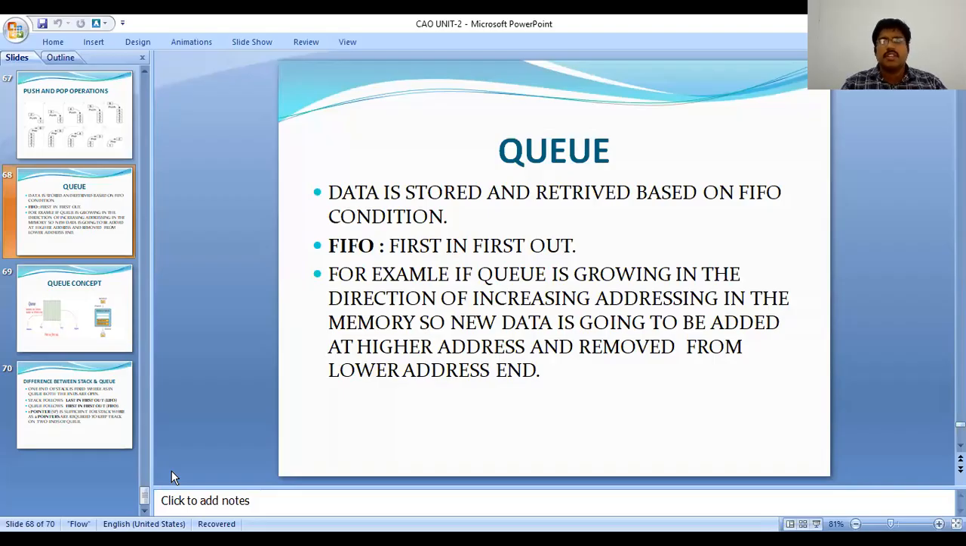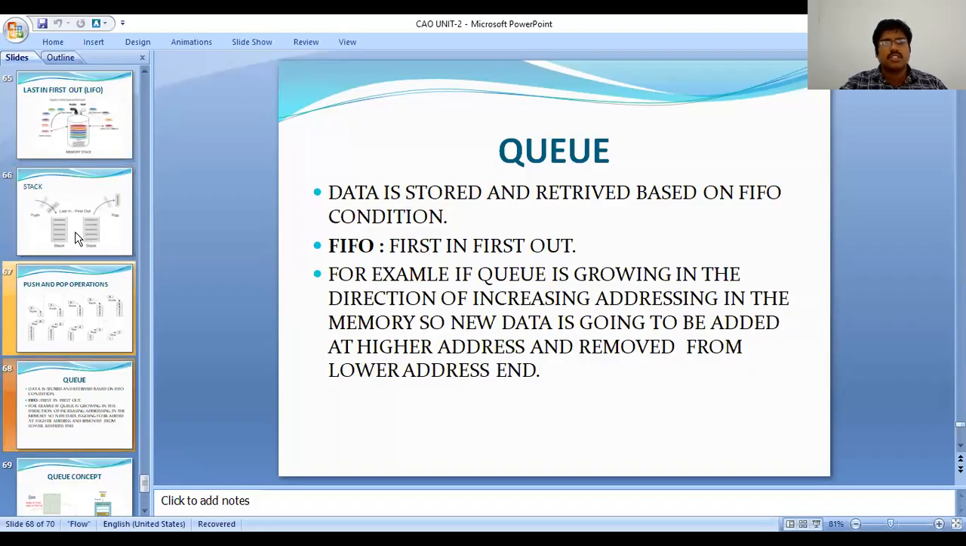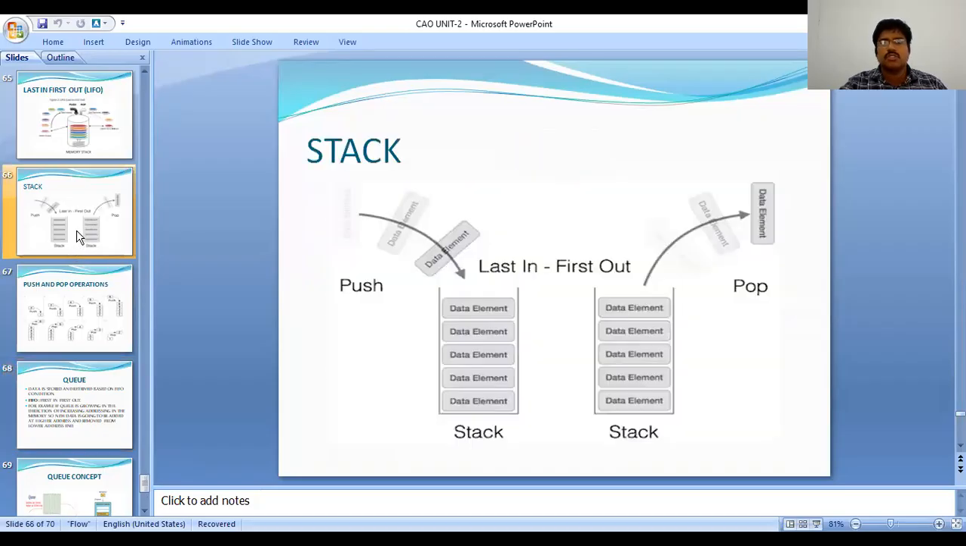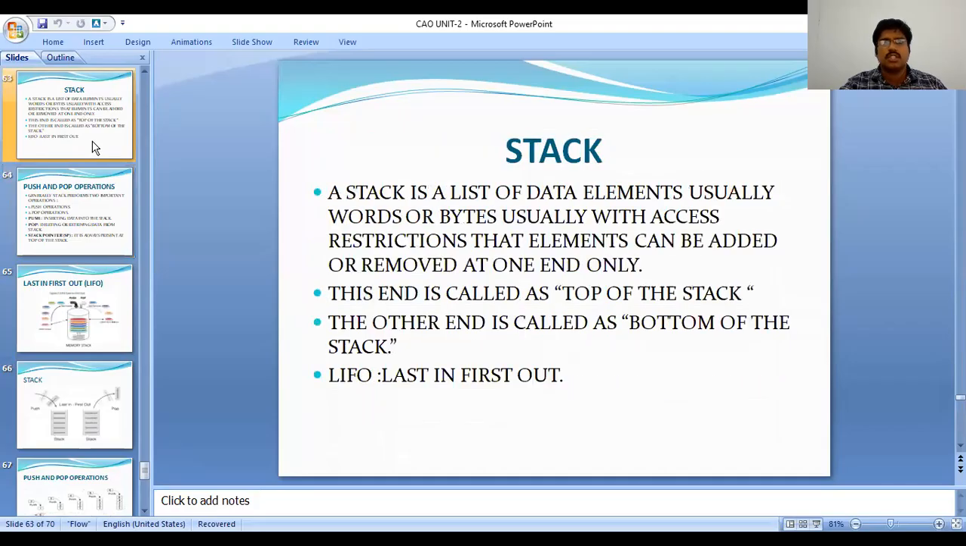In the previous class, I will once again revise what we have discussed. We discussed a concept called stack. These are the things that are related to stack. Once again, I will rewind the topic we discussed in the previous class for some time, so that I can move to the next topic called queue.